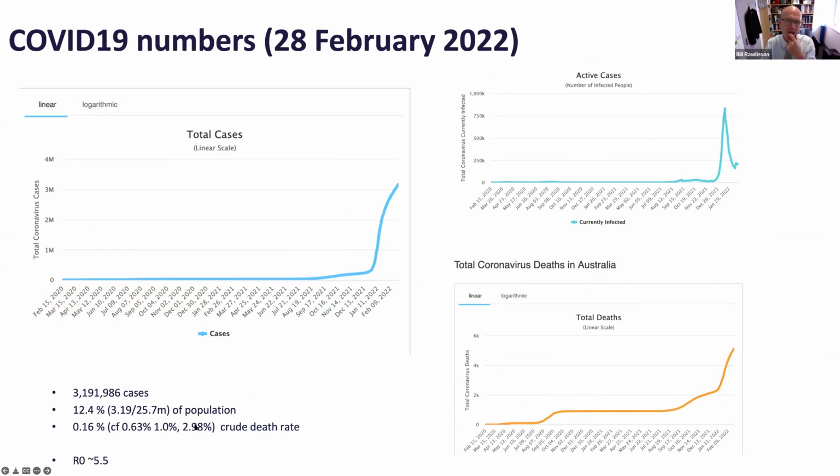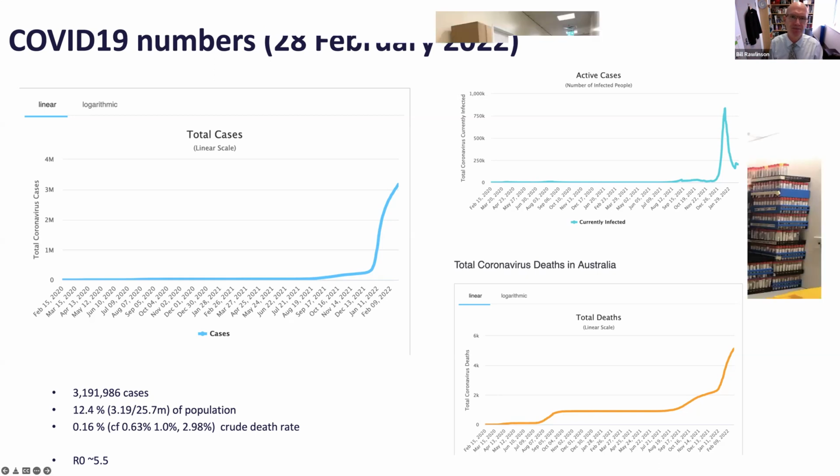So if we just took the number of deaths by the number of recorded cases, that was about 3% at the start. By the time of Delta, it was about 0.63%, and currently with Omicron, it's about 0.16%. So many more cases, and an increase in total deaths, but a lower percentage of deaths per number of cases with Omicron.